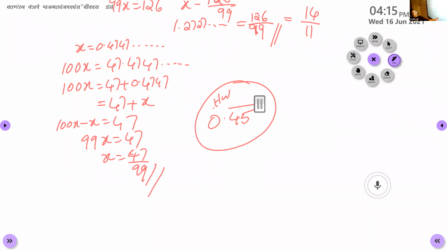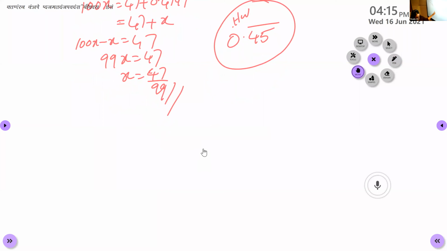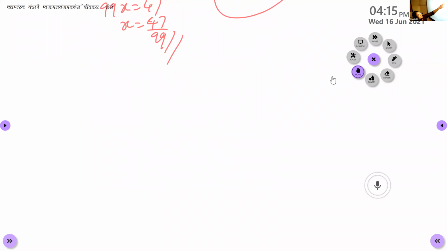Okay. Next is an important question. Express 0.999 in the form p by q. Express 0.999.